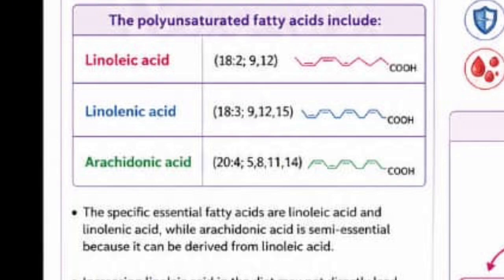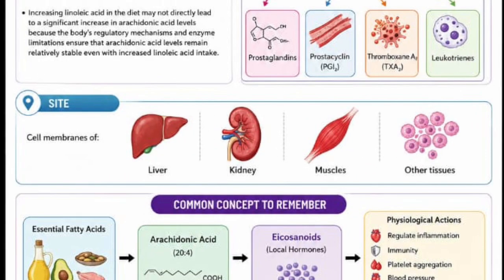So where is the site of eicosanoid synthesis? Eicosanoid synthesis occurs in the liver, the kidney, the muscle, and other tissues. Why? Because they are surrounded by cell membrane. Cell membrane covers most of our cells, but basically the cells that are usually triggered to release eicosanoids are the liver, kidney, muscles, and other tissues.